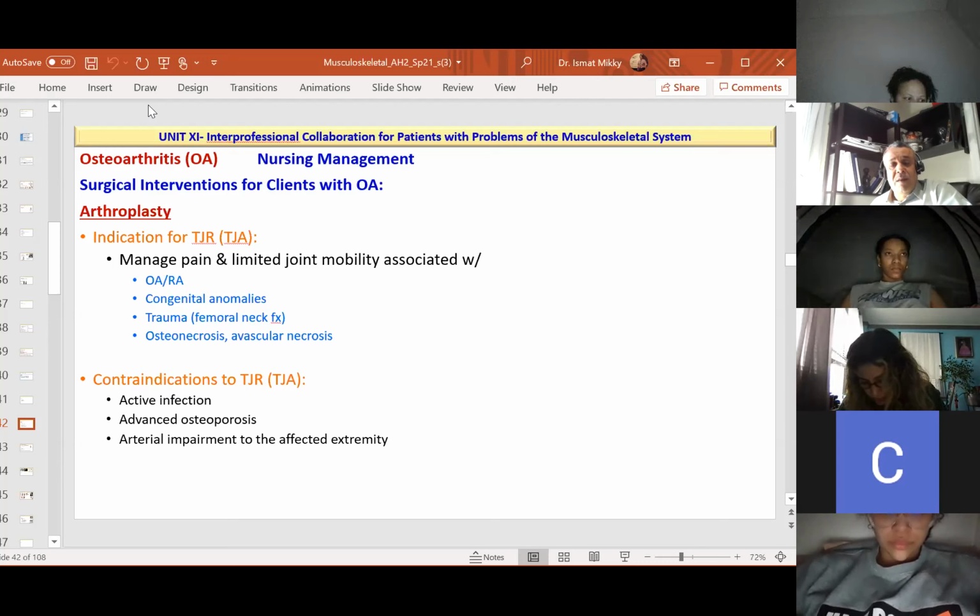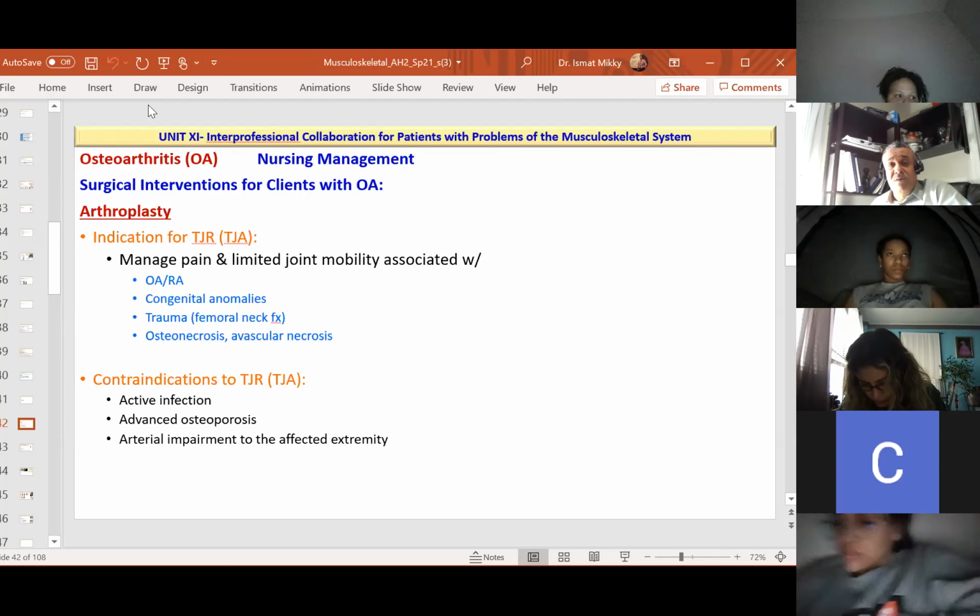for that patient to have this surgery. If the patient has an active infection, active osteoporosis, or arterial impairment, because that could result in the avascular necrosis, or uncontrolled diabetes or hypertension.